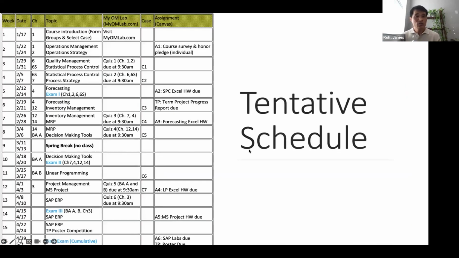Here's the schedule. Today is an introduction class, and I encourage you to form groups and select the case. Then from this coming Monday, I'm going to give lectures on the chapters, first starting with the introduction to operations management, then strategy, and so forth. And you see quiz 1 is due on January 31st, quiz 2 on February 2nd. Quiz 1, for example, will be made available on January 24th.